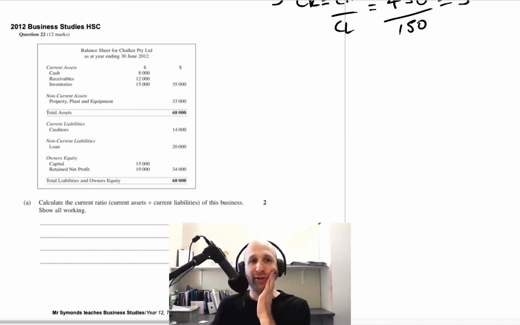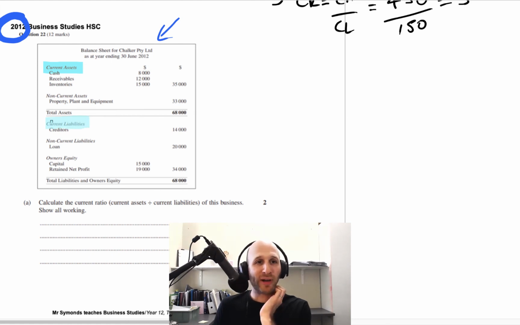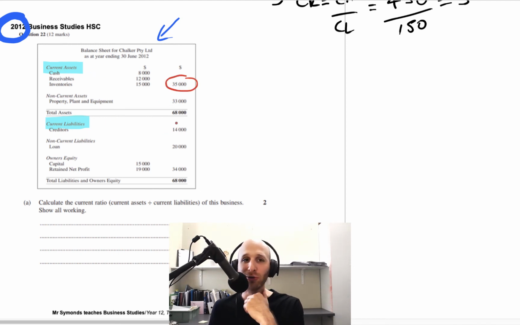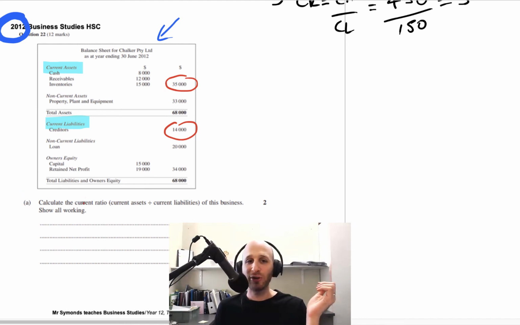This question is from the 2012 Business Studies HSC, and it's got a balance sheet. I can see current assets there, non-current assets, and then current liabilities here. So current assets, that's my total there, and current liabilities, that's my total there. Question part A says calculate the current ratio, and it gives you the formula, how nice of them, and then show all working. You can also see that there are 2 marks, not just 1.